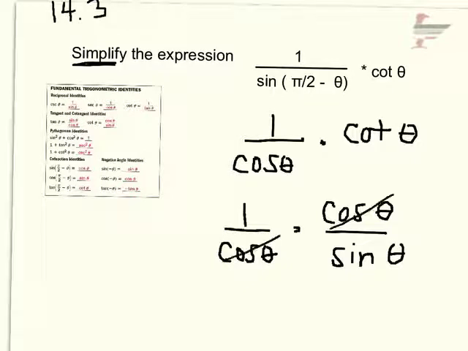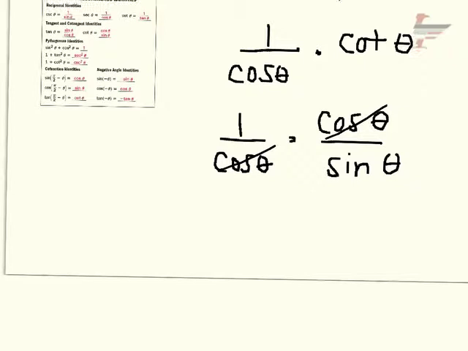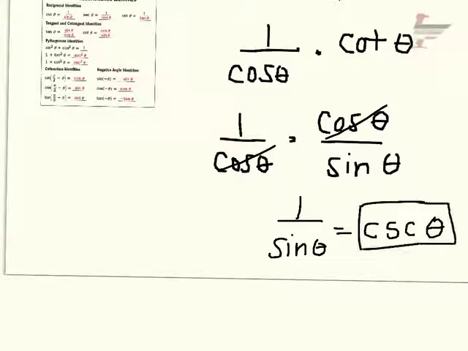Then it's pure algebra. The cosine thetas cancel out, and then you have 1 over sine theta, and you know that 1 over sine theta is the cosecant. And that is as simplified as we can get.